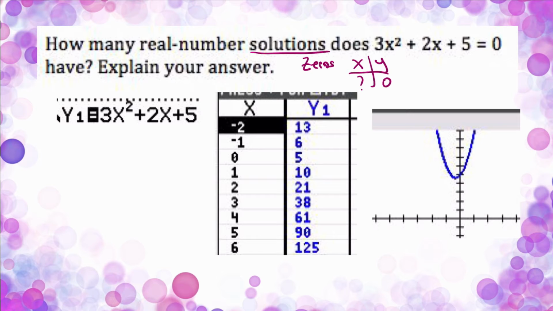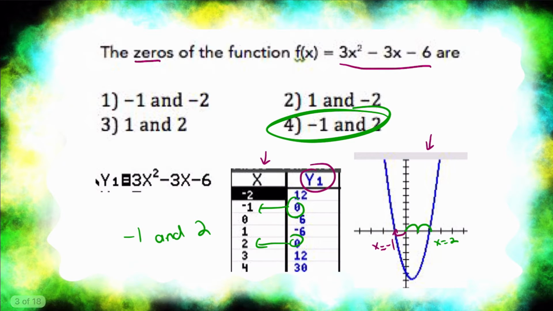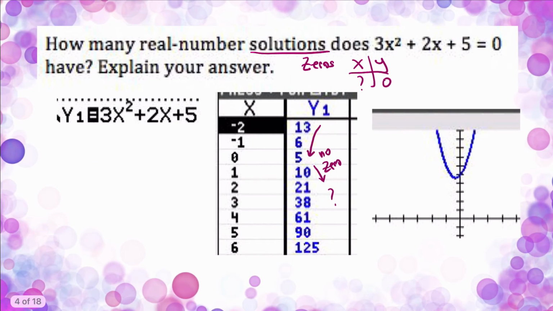Okay, so if I look in my table, it looks like at one point the numbers are going down, but then they start to go back up, so there's no 0 here in the table. And also, if you remember from our last questions, my zeros really happened on that x-axis. They happened here and here. And if I look at my graph, at no point does my parabola touch the x-axis. So when they say how many solutions, I'm going to say that there's no solutions.